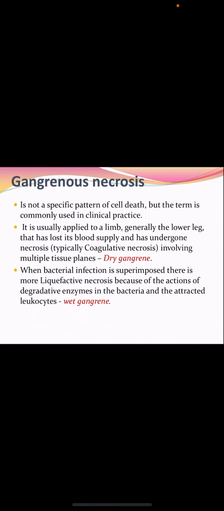Next, you should know about gangrenous necrosis. It is not a specific pattern of cell death, but the term is commonly used in clinical practice. It is usually applied to a limb, generally the lower limb, that has lost its blood supply and has undergone necrosis. Typically it is coagulative necrosis involving multiple tissue planes, and this is called dry gangrene. When a bacterial infection is superimposed, there is more liquefactive necrosis because of the actions of degradative enzymes in the bacteria and attracted leukocytes. Then it is called wet gangrene.